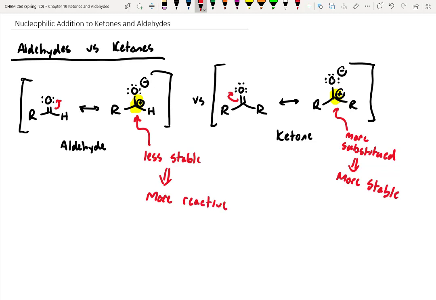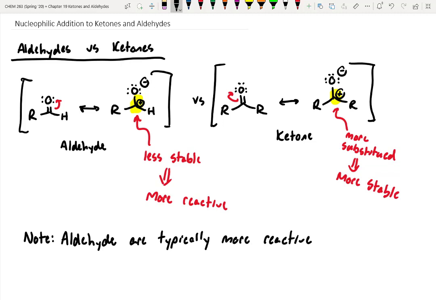So typically, aldehydes are going to be better electrophiles than ketones because that carbon in the CO double bond is going to be less stable and therefore more reactive. So let's make a note of this. So note is that aldehydes are typically more reactive.